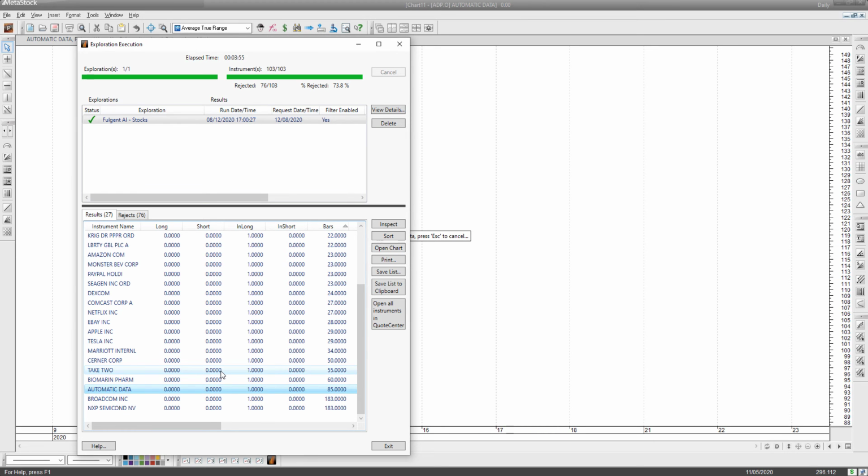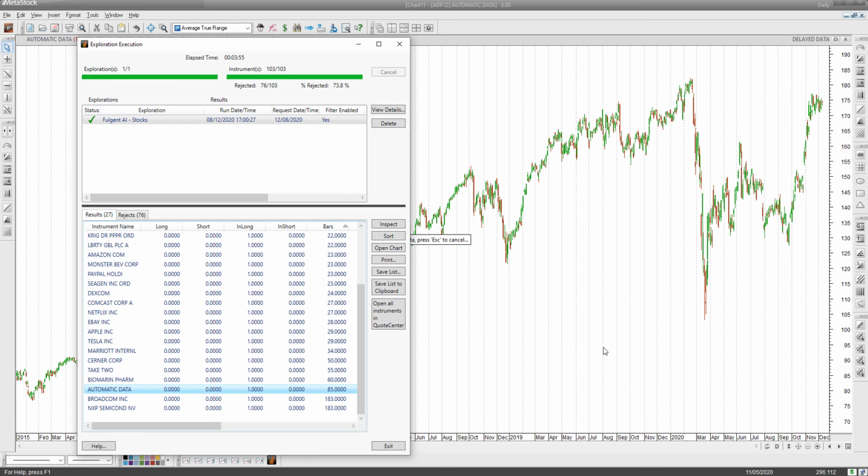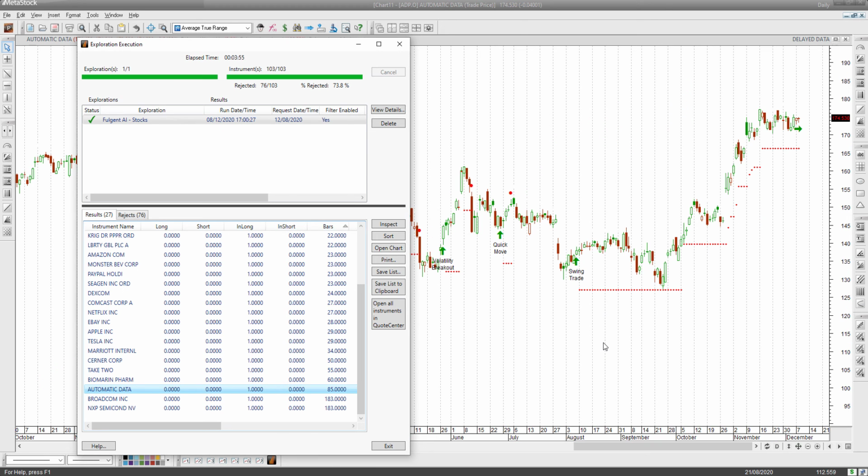Automatic Data Processing, ADP, is also doing very well, 85 days into a trade for this one. It takes a second or two to get all the data. Don't know why it's not coming. There we go. Huge move up. Yeah, swing trade, they're up.